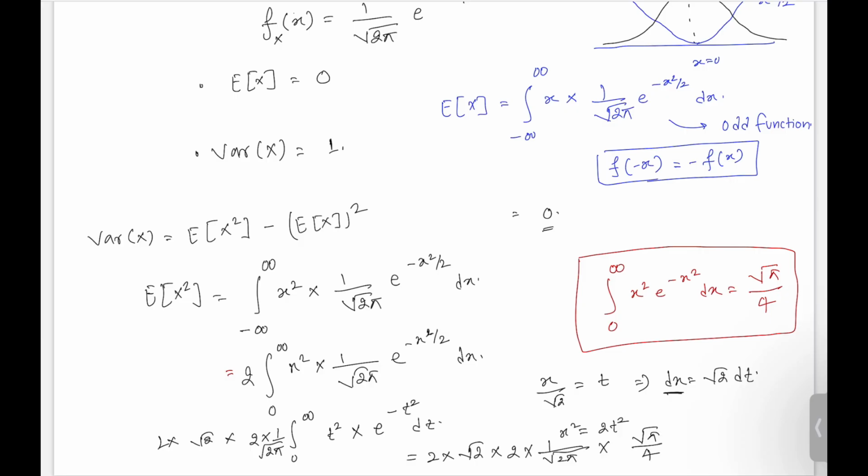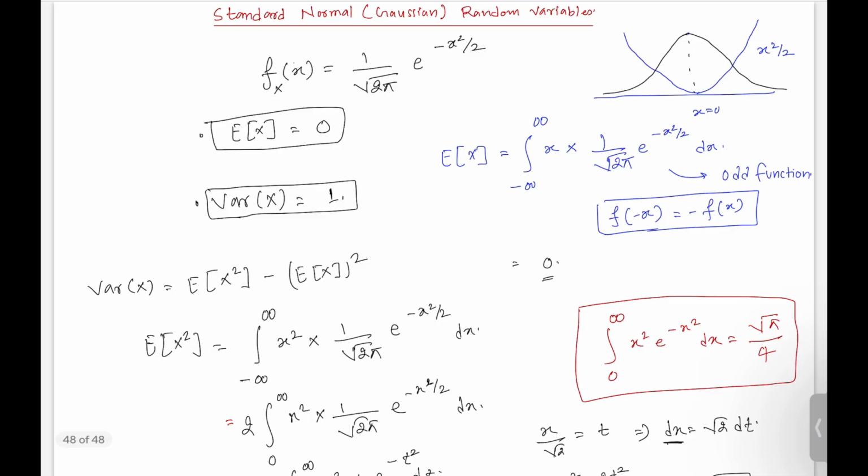So I think all the terms will get cancelled. This 4 will get cancelled with this 2, this root pi will get cancelled with this root pi. So everything will get cancelled, and you will have 1. So the variance of the normal random variable is 1, and the expected value is 0. And we have a shorthand notation for this standard normal random variable, and we write it like this: normal with the mean 0 and the variance 1.